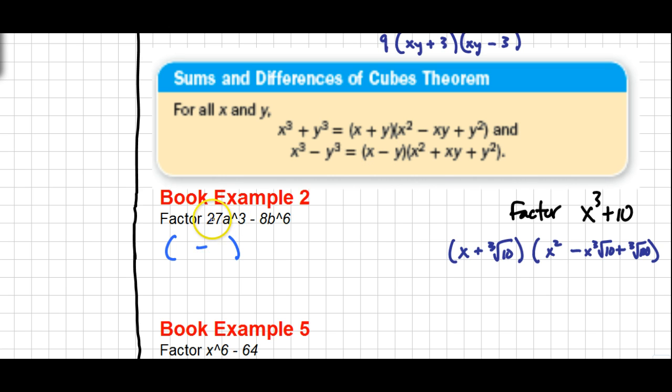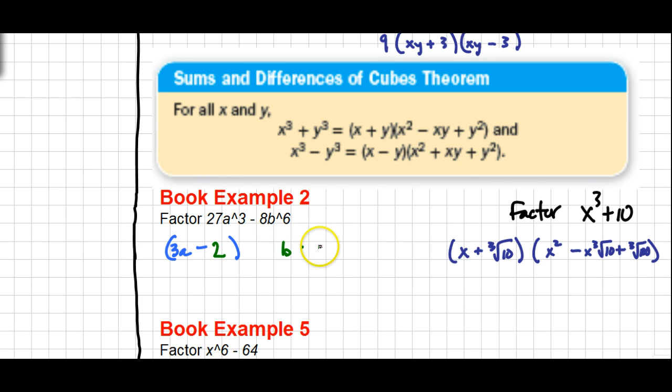So what number times itself 3 times is 27? Either you know that or you'll have to do trial and error. So it's going to be a 3. What times itself 3 times is a cubed? That has to be a. You do the same thing for the second portion, the 8b to the 6th. Number times itself 3 times that's 8 is 2. I don't need to worry about whether or not it's negative because I've already put in the minus sign in my factor. And then a number times itself 3 times that equals b to the 6th.